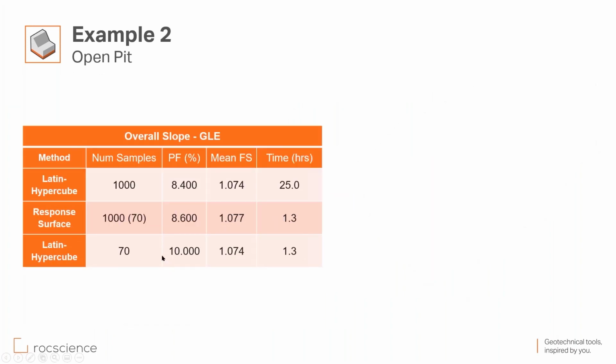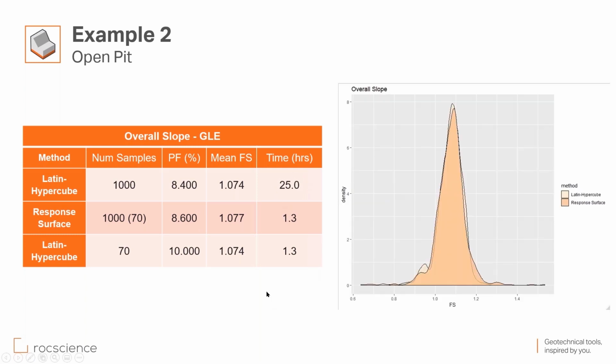Okay, and here we've just summarized our results. So like we said, Latin hypercube overall slope was 8.4%, response surface overall slope 8.6%, but the difference is really just the time savings. 25 hours for Latin hypercube, 1 hour for response surface. And we also plotted the two factor of safety distributions for Latin hypercube and response surface. And we can see that they're in very good agreement. They both capture this other failure mode over here.